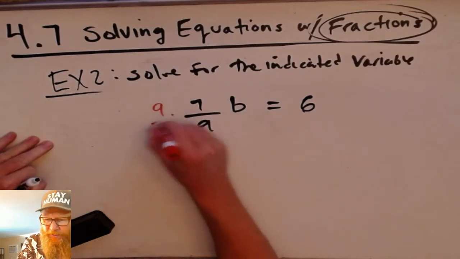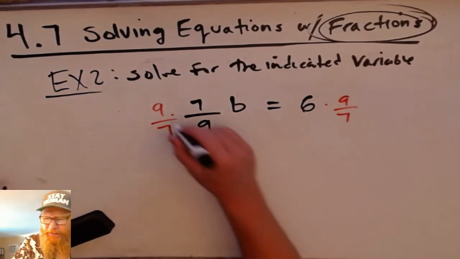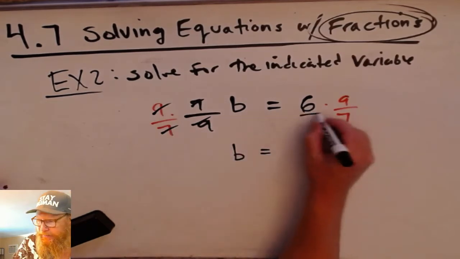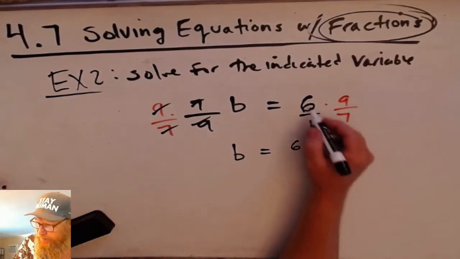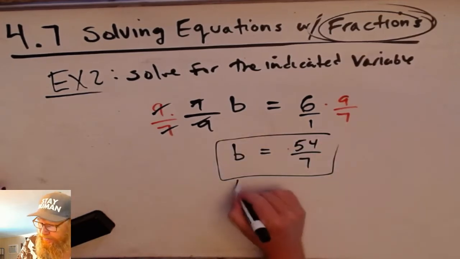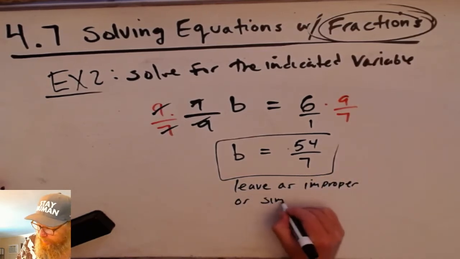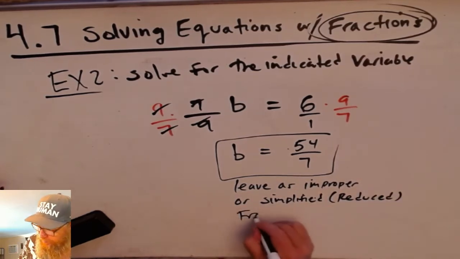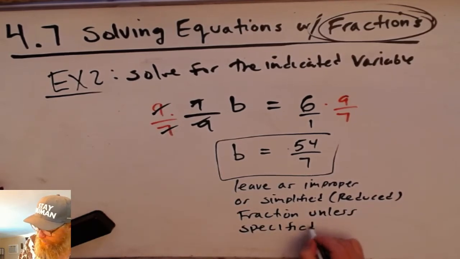All right, so the reciprocal is 9/7. Cancel, cancel, cancel, cancel. Again, that's 1B. All right. No canceling. So we're going to go 6 times 9 is 54 over 7. And I want you to leave it as an improper or a simplified fraction. Simplified is also called reduced fraction unless specified otherwise.